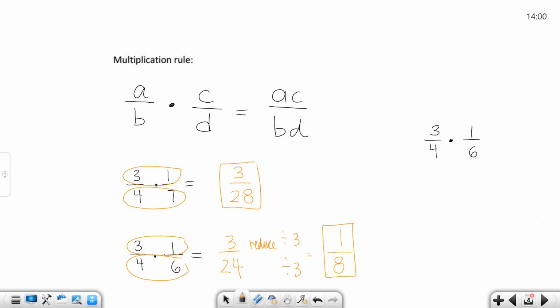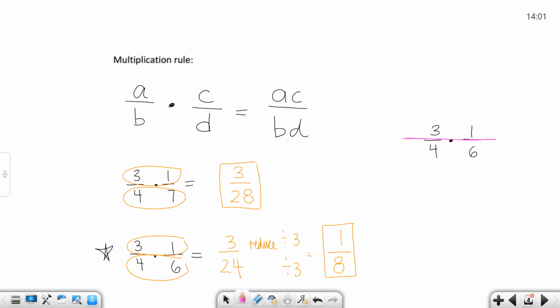You have two options. You are going to reduce and you're going to multiply, but it doesn't matter which one you do first. In my example over here, I multiplied first to get the 3/24 and then I reduced it. But if you look over here on this side, there's your division bar. You can reduce anything along that division bar.